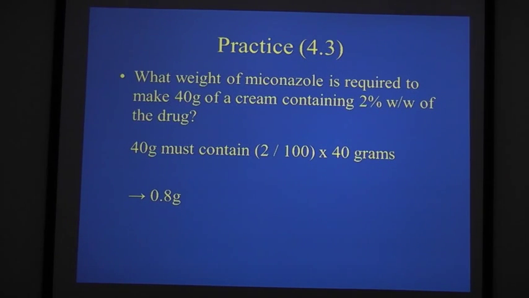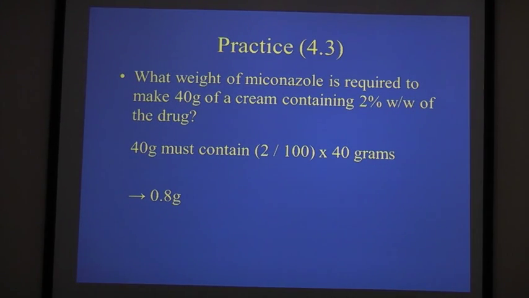What weight of miconazole is required to make 40 grams of a cream containing 2% weight to weight of the drug? 40 grams must contain 2 over 100 times 40, because 2% means there's 2 grams in 100 grams. So 2 over 100 times 40 will give me 0.8 grams.